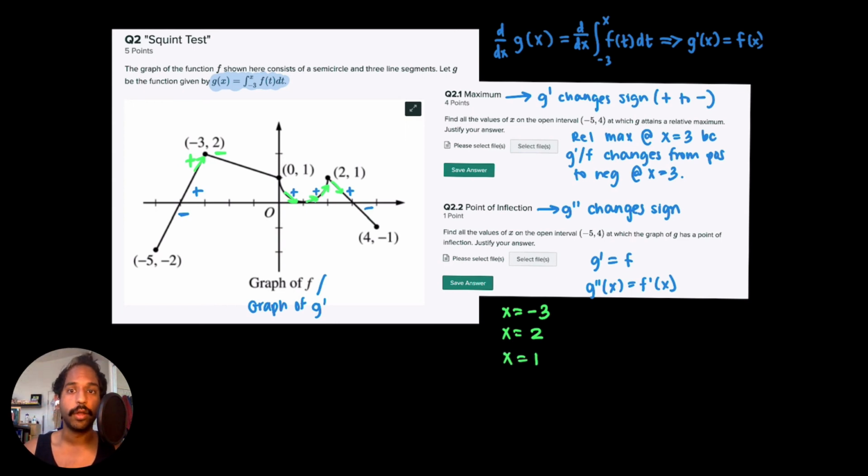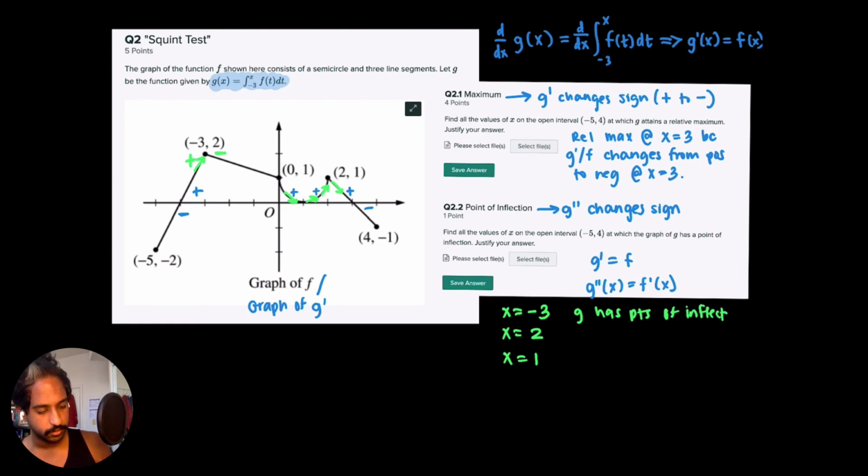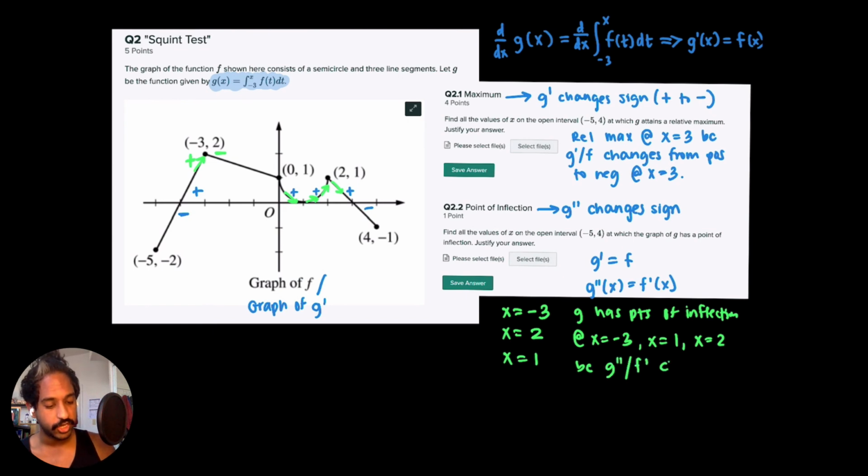So we want to find all the points where we have a point of inflection for g. We can name them now. G has points of inflection at x equals -3, x equals 1, and x equals 2, because g double prime, or f prime, changes sign at those x values.